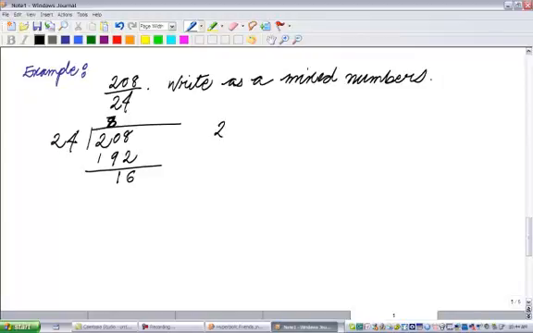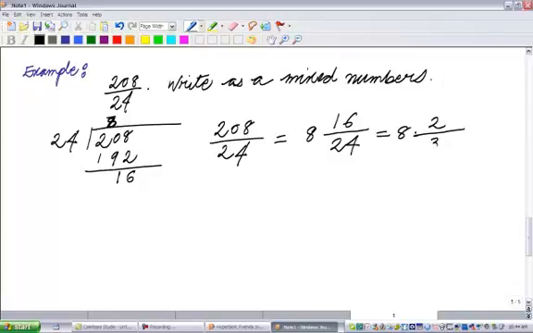So 208 divided by 24, if I write it as a mixed number, I want to write it as 8. That's the quotient. And then I have the remainder 16 and the divisor 24 here. Note that 16 and 24, I can reduce that fraction. Let's divide both of them by 8. If I divide 16 by 8, I get 2. If I divide 24 by 8, I get 3. So that's the same as 8 and 2/3, okay? Any questions? Nope.